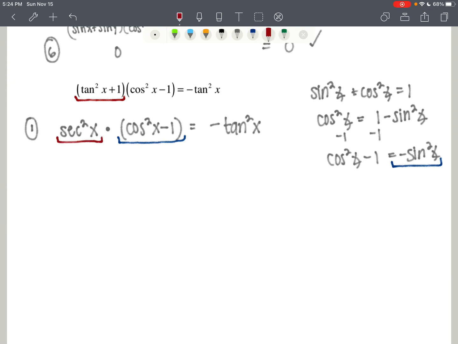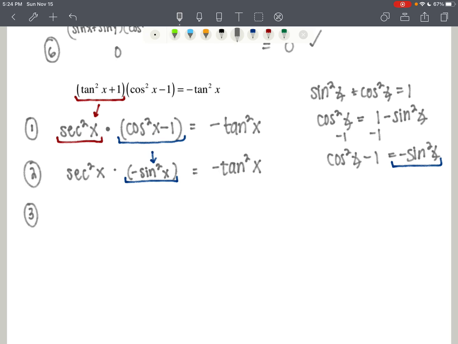Let me put this in red right there. There we go. So this red became that. And this blue is going to become negative sine squared of x. So we have secant squared of x times negative sine squared of x, and that needs to equal negative tangent squared of x. So I feel good that we've got our negative there, but the secant squared is confusing the issue. What do we know about secant squared?